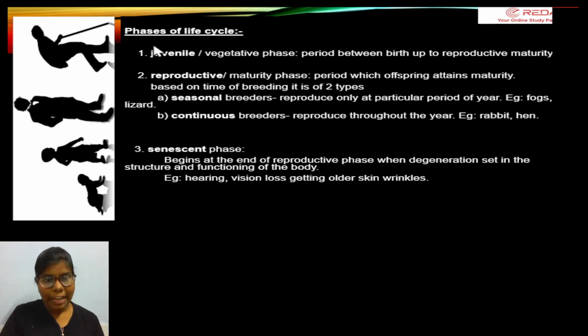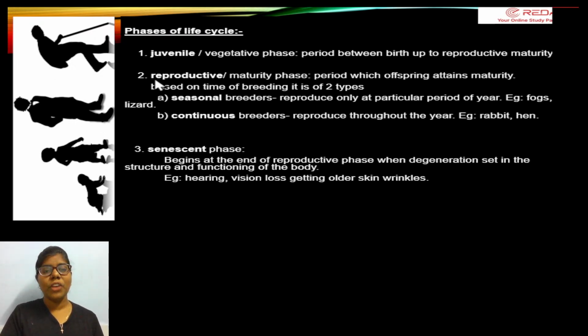So juvenile phase அப்படின்றது baby phase அப்படின்னு நம்ம காமனா சொல்லலாம். So it is a baby phase, that is vegetative phase. In the case of a scientific term, we can say it is a vegetative phase. So it is a period up to reproductive maturity. இங்க இருந்து reproduction maturity வர வரைக்கும் நடுவுல இருக்க phase தான் juvenile phase. Okay, that is birth to reproductive maturity.